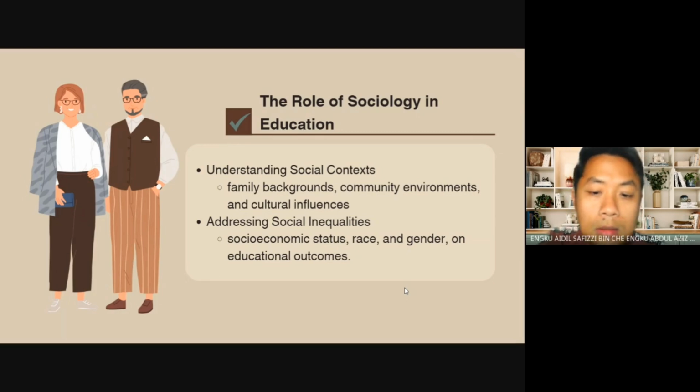The second one is addressing social inequalities. Sociological research has already highlighted the impacts of social inequalities, for example socio-economic status, races, genders, religion, as well as household outcomes. We, the teachers, can use this knowledge to identify and address the differences in our classrooms, to ensure that all students have at least equal opportunities to succeed. Let's move on.